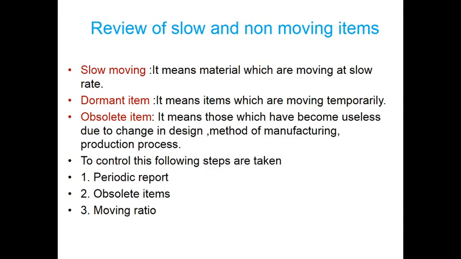By taking these three reports, that is, the periodic report on slow and non-moving items, the report on obsolete items, and finding out the moving ratio, we can properly control the inventories present in our store, and we achieve the objectives of inventory control. That means maximum customer satisfaction, minimum investment in the inventory, and low cost operations. So this is the method of inventory control, review of slow and non-moving items.